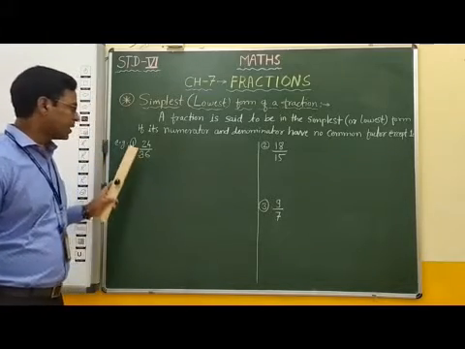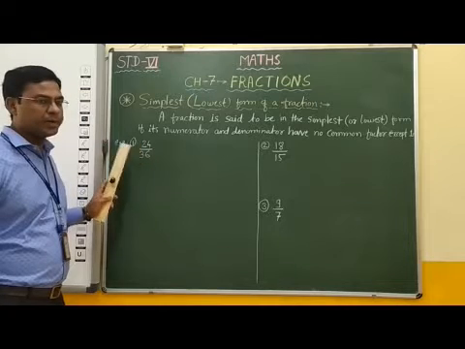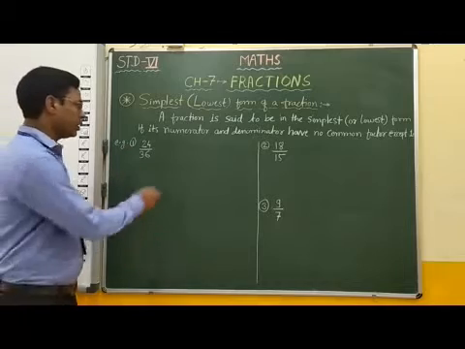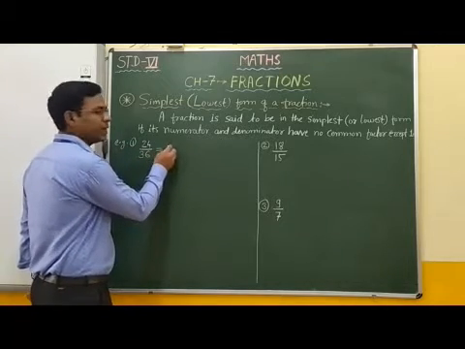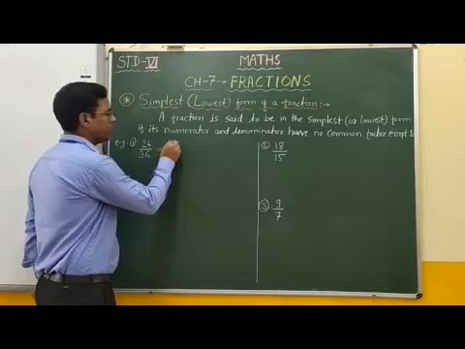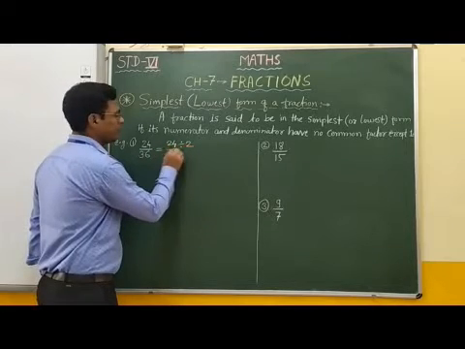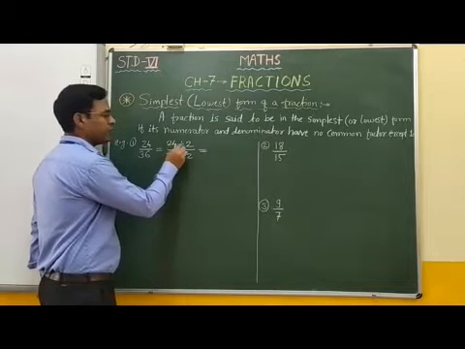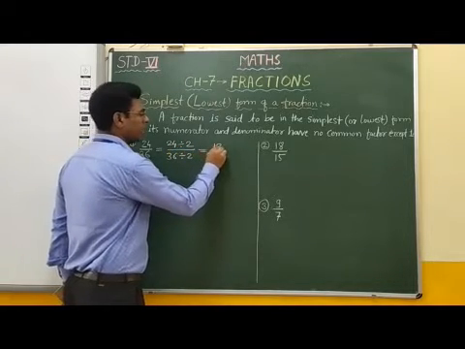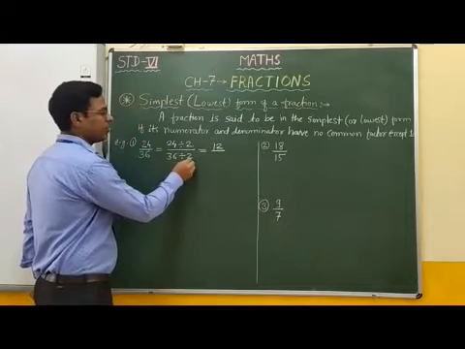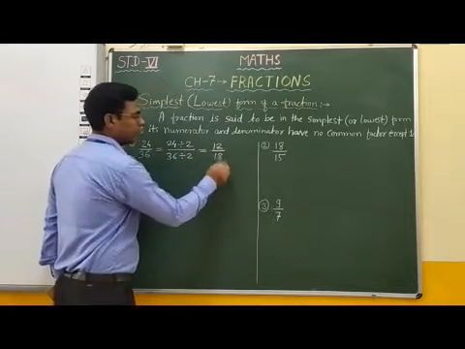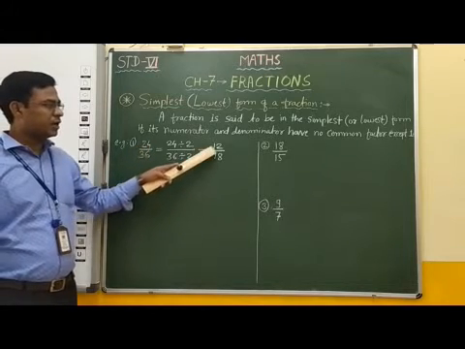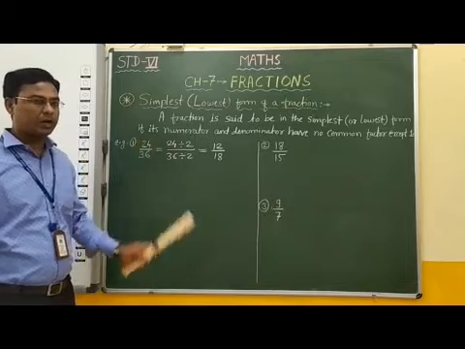If you observe this fraction, 24 by 36, numerator and denominator both are even numbers, therefore both are divisible by 2. Therefore, here we can divide numerator and denominator by 2. 24 divided by 2 and 36 divided by 2. 24 divided by 2 is equal to 12 and 36 divided by 2 is equal to 18, and therefore we can say that 24 by 36 and 12 by 18 both are equal.